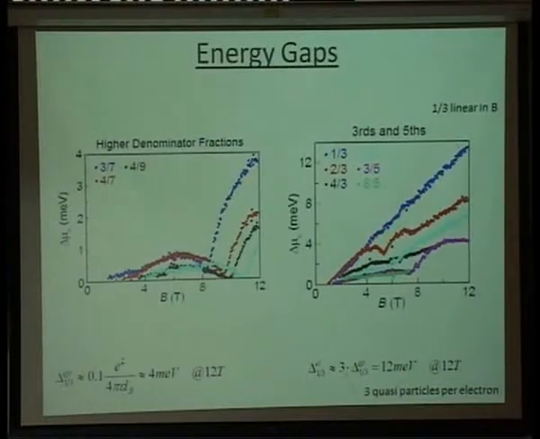And this basically says that our model is not a valid model to some extent, because it should have been a square root B. So this is one big thing we don't understand.